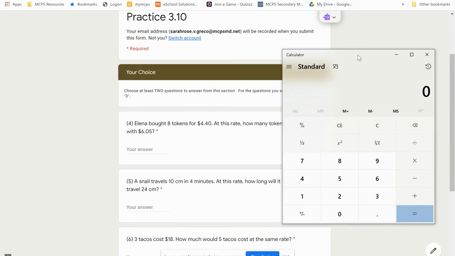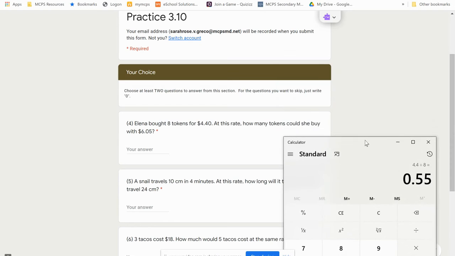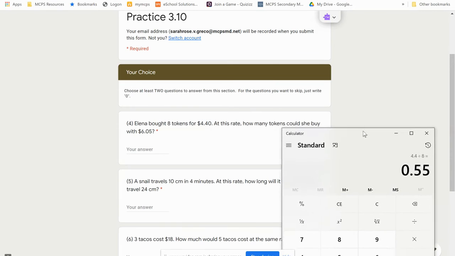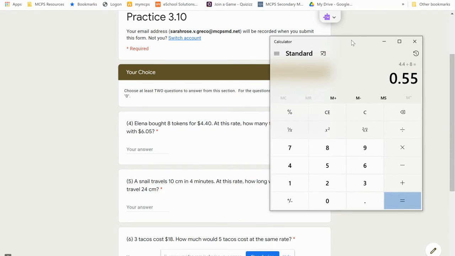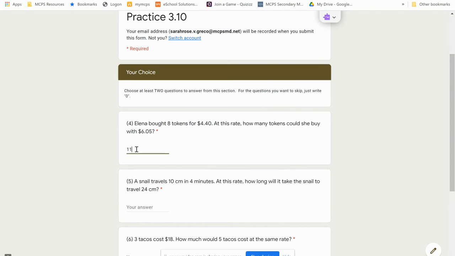Oh, so I have to figure out how much is 1 token. So if I want to figure out how much 1 token is, I'm going to type in 440 divided by 8. Means we're going to pay 55 cents per token. How many tokens could she buy with $6.05? So I'm going to hold on to this number in my head and I'm going to divide. I'm going to take $6.05 and now I'm going to divide that by 55 cents. So she can buy 11 tokens.